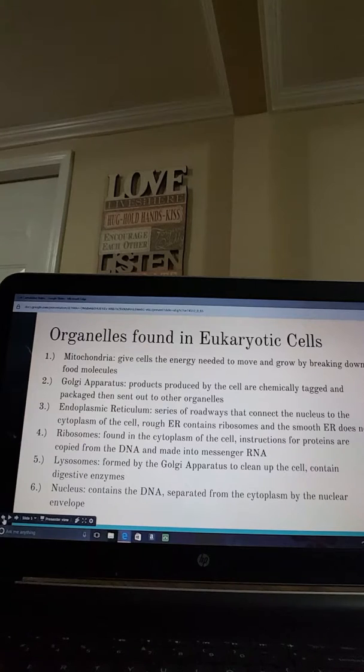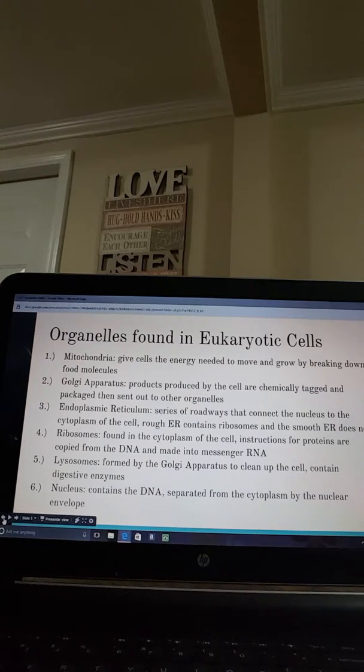Moving on to ribosomes, they're found in the cytoplasm of the cell. Eukaryotic cells have kind of a gel inside, and the ribosomes just sit in the cytoplasm, or the gel. Instructions for protein are copied from the DNA and made into messenger RNA.